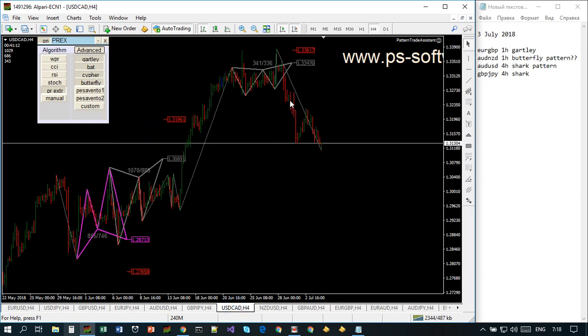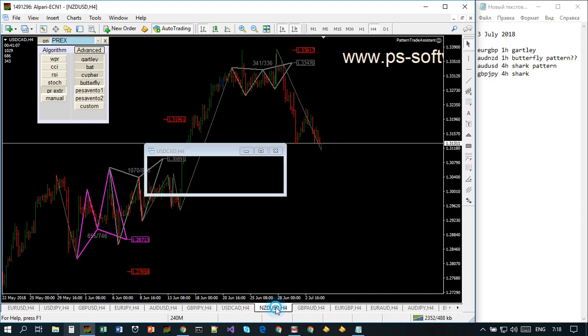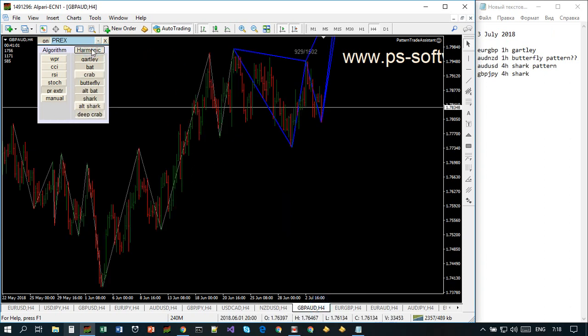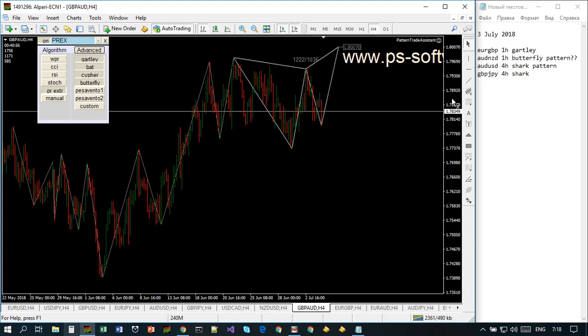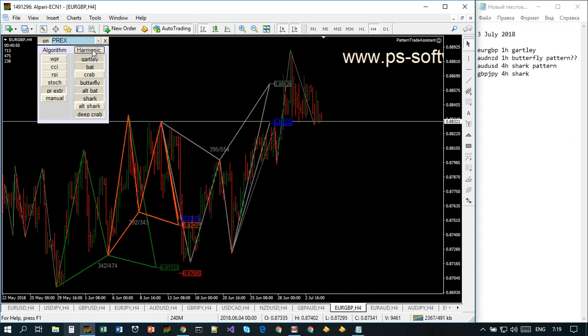Continue. Dollar Canadian. Okay, New Zealand dollar. Nothing that is setting up for today. Harmonic patterns, advanced patterns, perfect. Euro GBP. A butterfly pattern already completed on 4-hour. It is the same from yesterday.